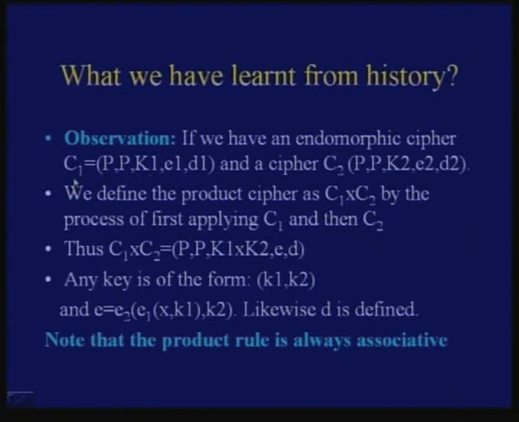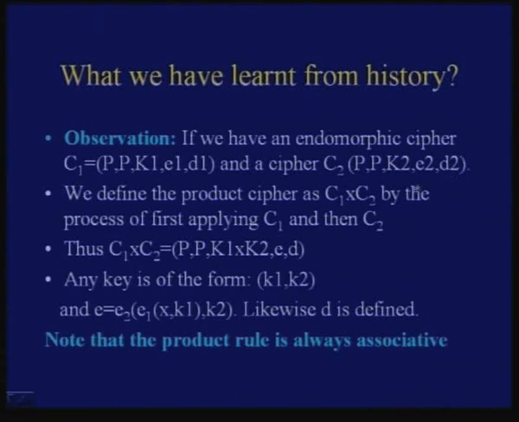Okay, so that is the cipher C1, and you have got an encryption function E1 and a corresponding decryption function D1. You also have a cipher which is called C2, and I denote that with P comma P comma K2 comma E2 comma D2. So that means what? The K2 is the set of keys for the second cipher, E2 is the corresponding encryption function, and D2 is the corresponding decryption function.